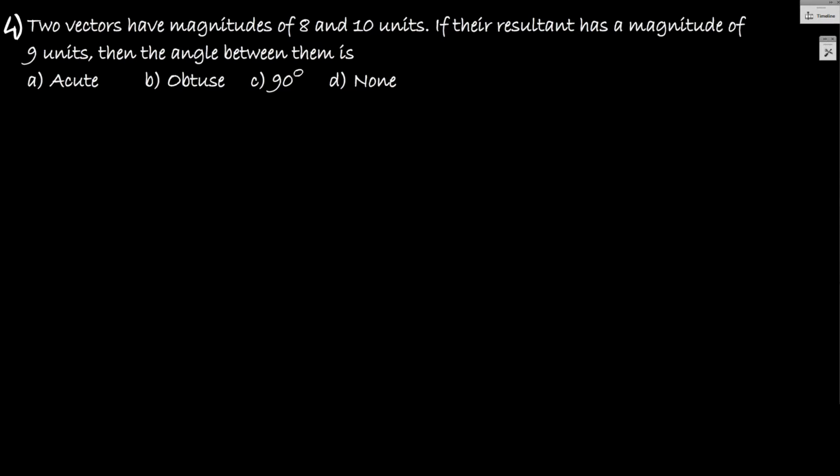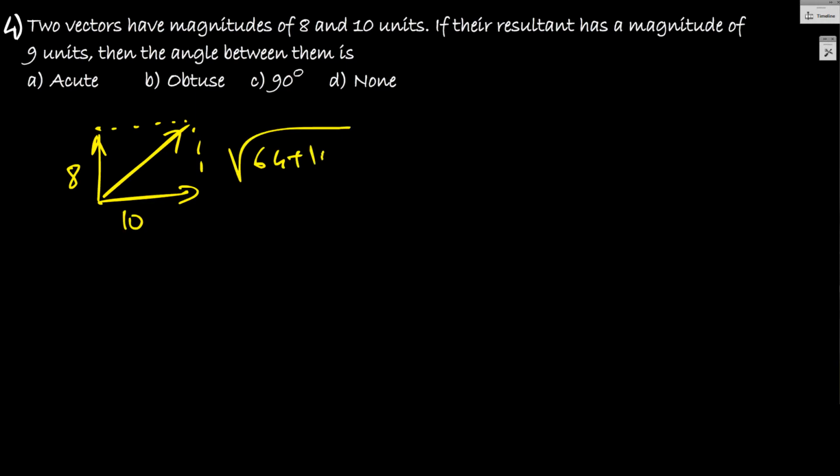So the trick to solving such problems, where you just want to know whether the angle is acute, obtuse, or 90 degrees, is to find out what would have happened if the angle was 90 degrees. If the angle was 90 degrees, then this would be 8 and this would be 10, and if you use Pythagoras, it would be 64 plus 100, that's 164.